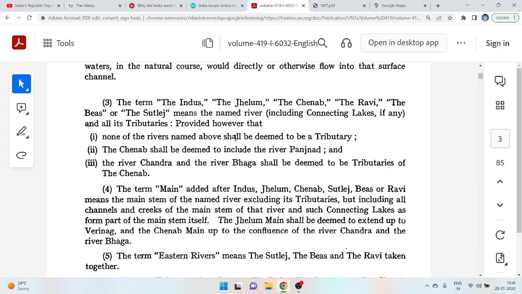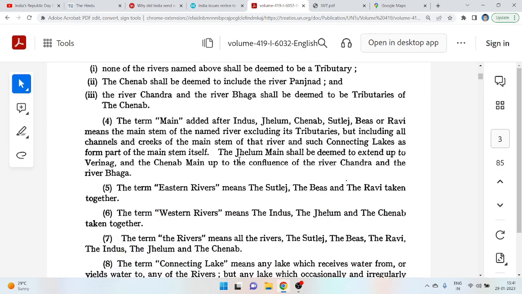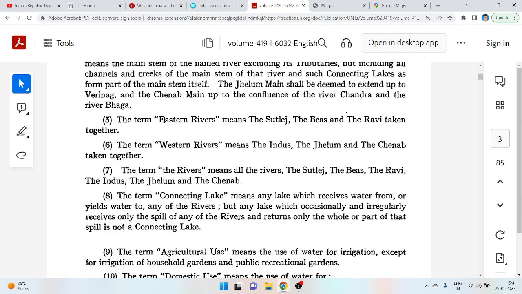None of the rivers named above shall be deemed to be a tributary. The Chenab shall be deemed to include the river Panchnad. Okay. The river Chandra and the river Bhaga shall be deemed to be tributaries of the Chenab. So the Chenab is formed by the meeting of these two rivers, Chandra and Bhaga. Now, come to the point. The term Eastern Rivers means Satluj, Bias and Ravi, which are controlled by India. Okay. And Western Rivers means the Indus, Jhelum and Chenab.